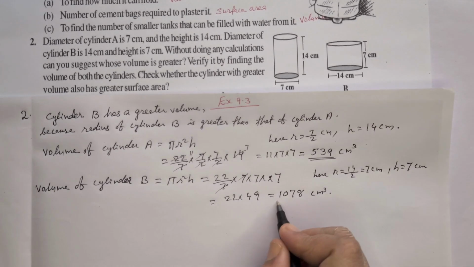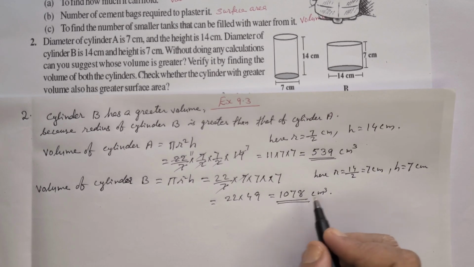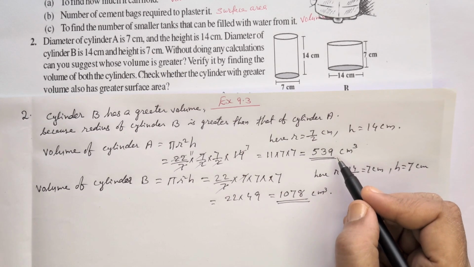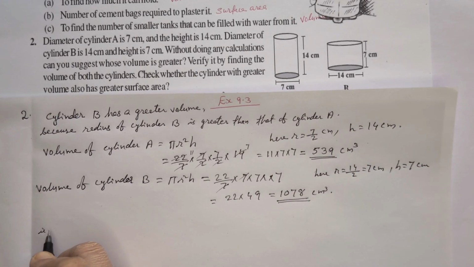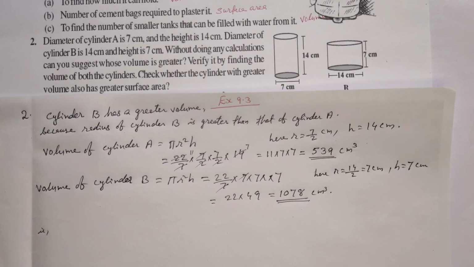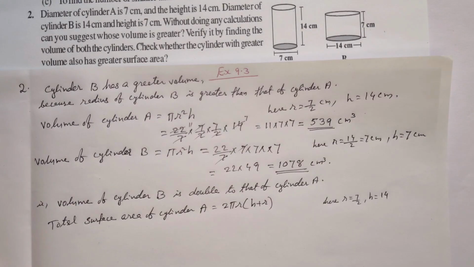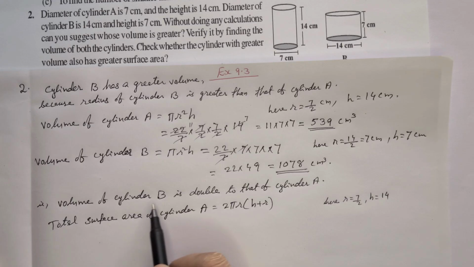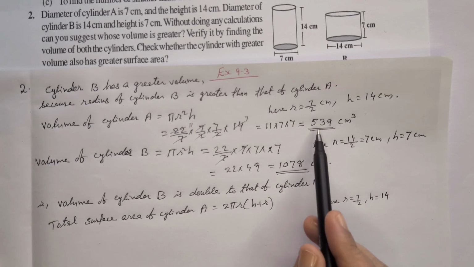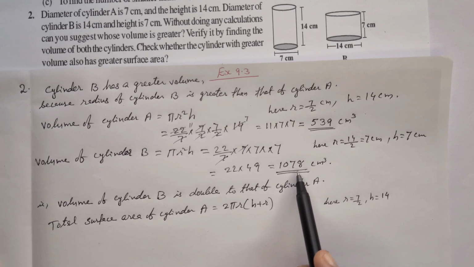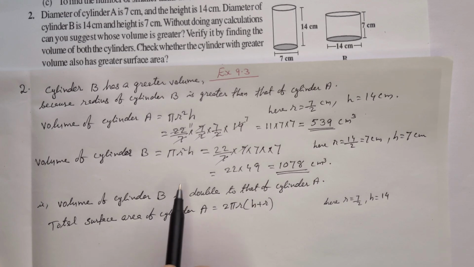So now when we are comparing, this is the volume of cylinder B, and 539 centimeter cube is the volume of cylinder A. Now we can write, the volume of cylinder B is greater than cylinder A. At the same time we can see it's double of that. 2 times 539 is equal to 1078. So double that of cylinder A. Now the first part is over.